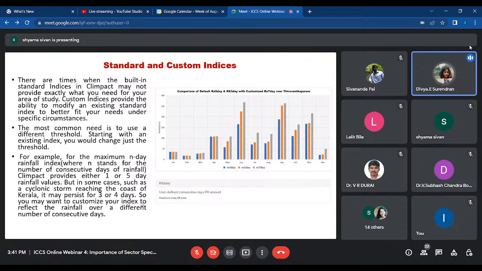user's required index and also help to compare how it is varying, how it is changing with the default or customized index. So based on the requirement of the user, what you want to understand or which sector you want to study, based on that you can customize the indices. That is an option here in the Climpact software. Next slide.